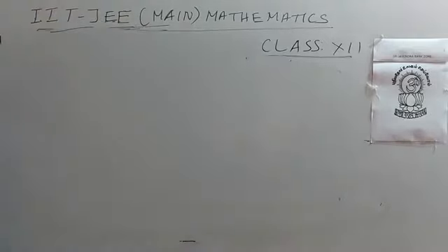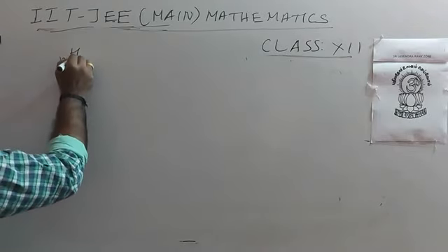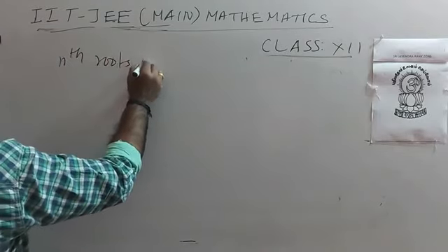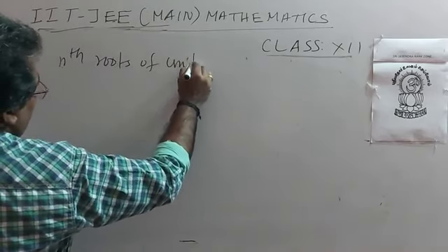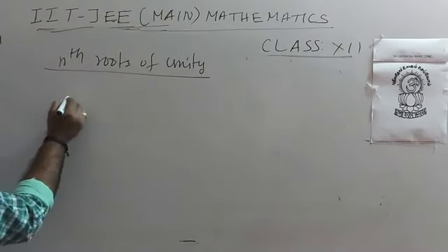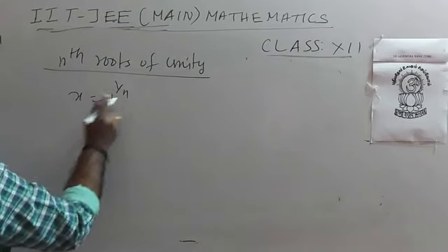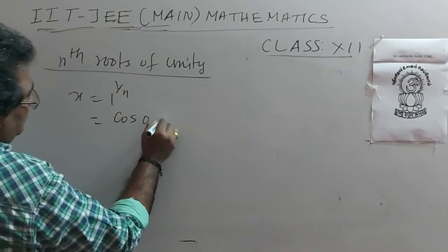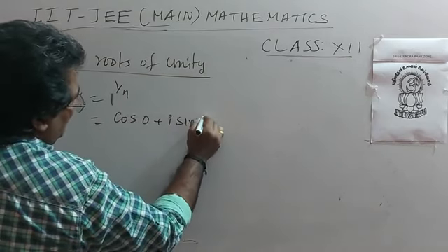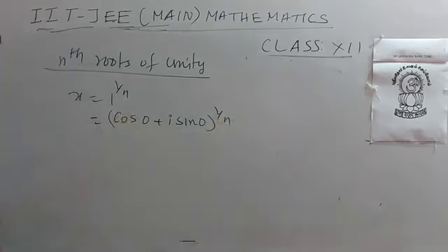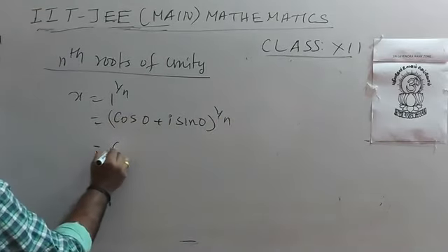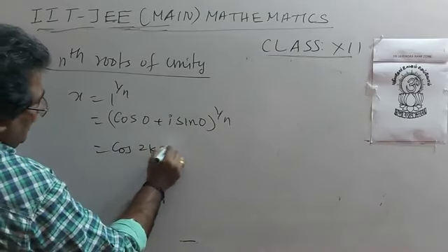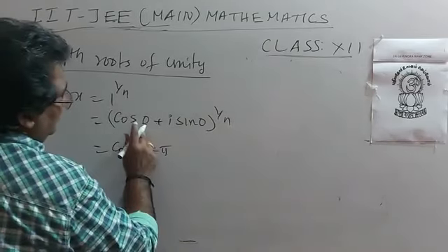So next concept, nth roots of unity. Previously we saw nth roots of any complex number. Now we are going to see nth roots of unity. Let x be the nth roots of unity. The polar form of 1, that is cos 0 plus i sin 0, to the power 1 by n. Adding argument 2k pi with the original argument.